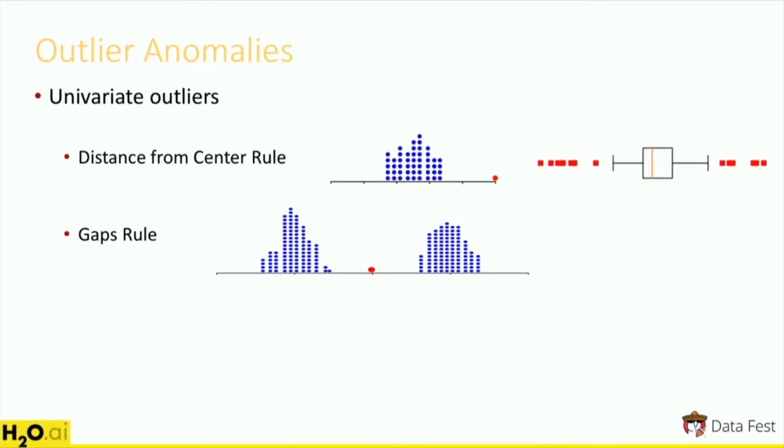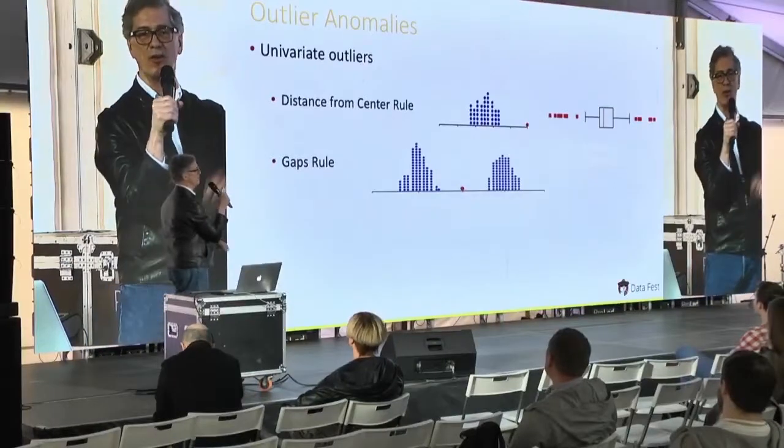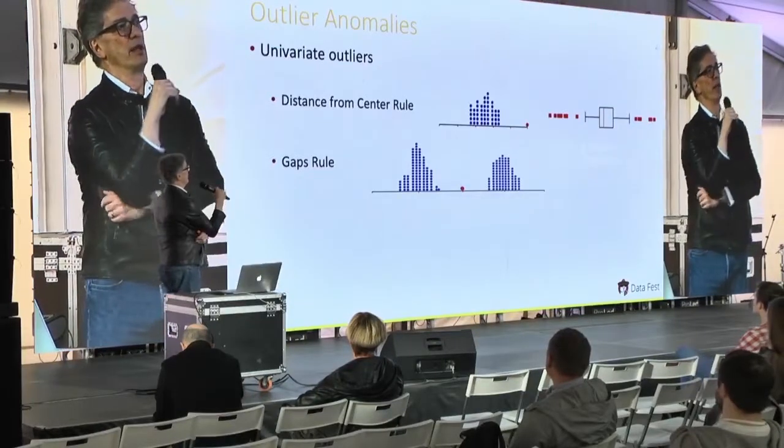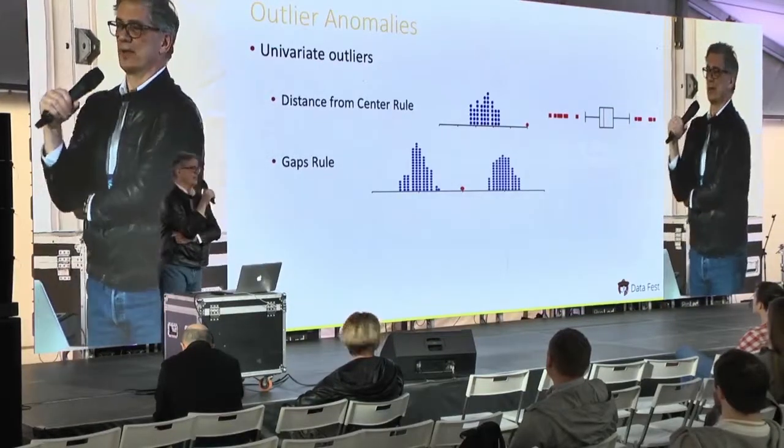Now, for univariate outliers, we'll cover them first. There are two approaches to identifying them. One is the distance from the center rule, which is what the astronomers were worried about. And that is what it says. That red dot is far from the center of mass of all those other dots, and we call it an outlier. The one on the right is a plot that many of you have seen.